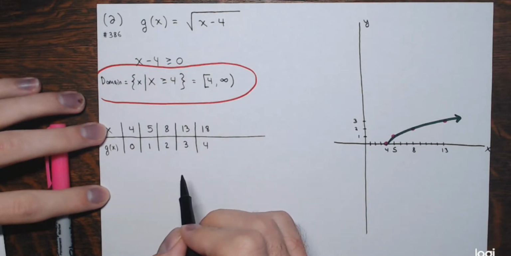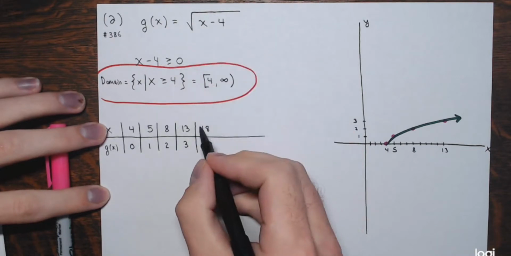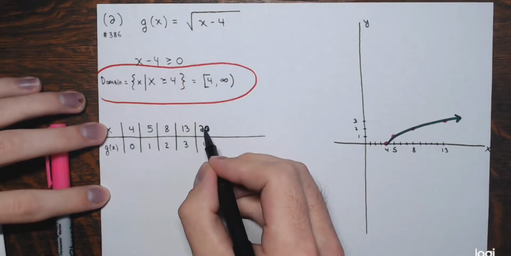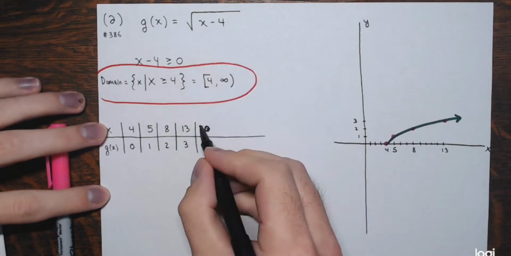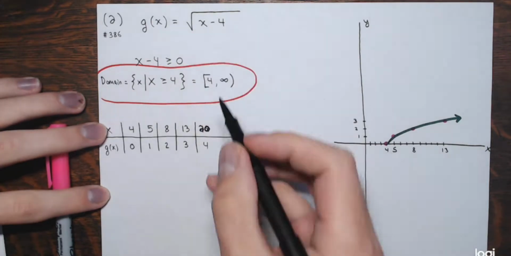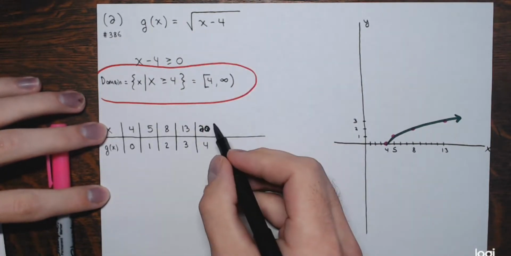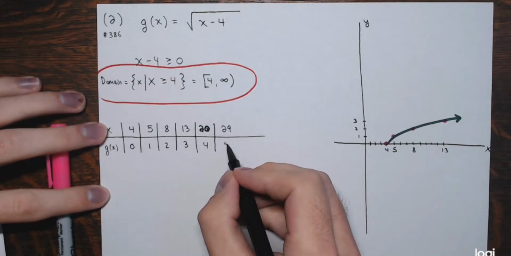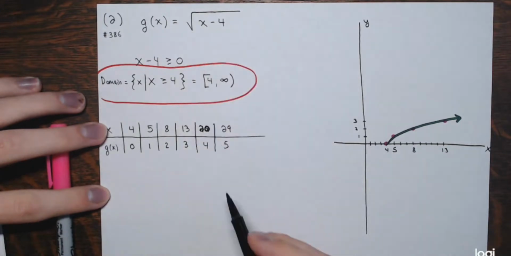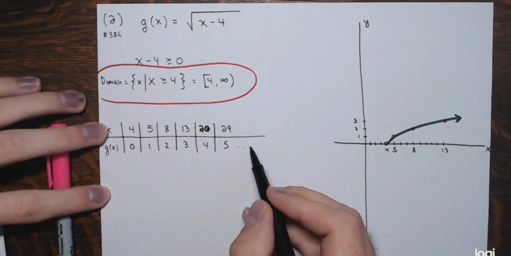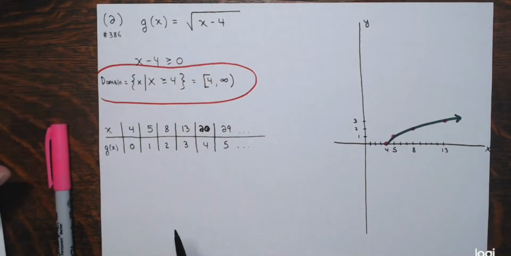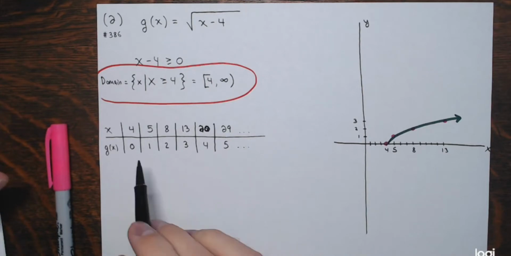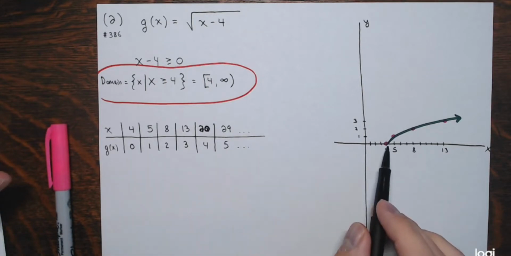Because that'd be the square. No, if I plugged in 20, sorry, I'd get 4. If I plugged in 18, it'd be the square root of 14. If I plug in 20, I'd get 4, right? Square root of 16. And if I plugged in 29, I'd get 5 as an output, right? Square root of 25, and so on. But I could make the output as large as I want, but it'll never be less than 0, right?